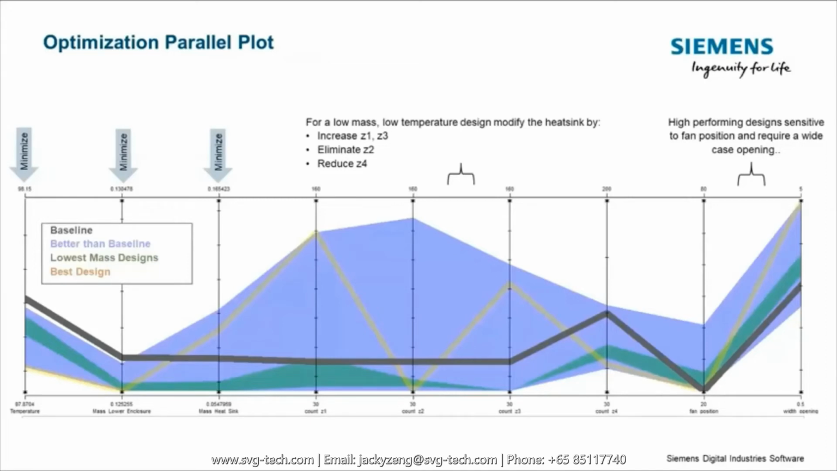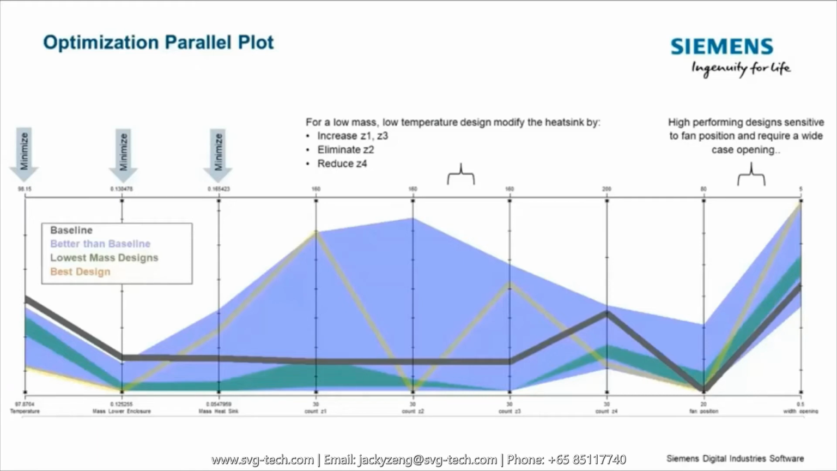In addition to that, this is the design space. HEADS will tell you how to interpret the design space. This plot is known as a parallel plot. It has the outputs all the way on the left. The goal is to minimize the temperature, mass of the lower enclosure, and mass of the heatsink. And as you can see, I have arrows that show that the objective is to minimize.